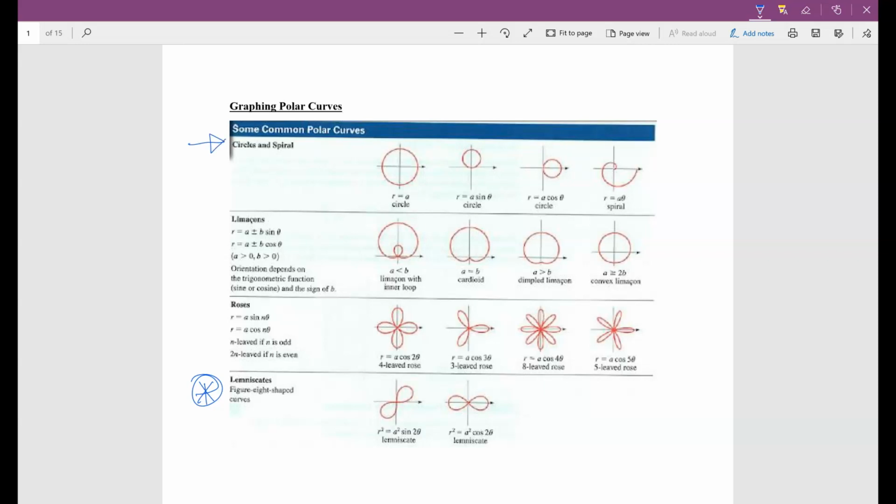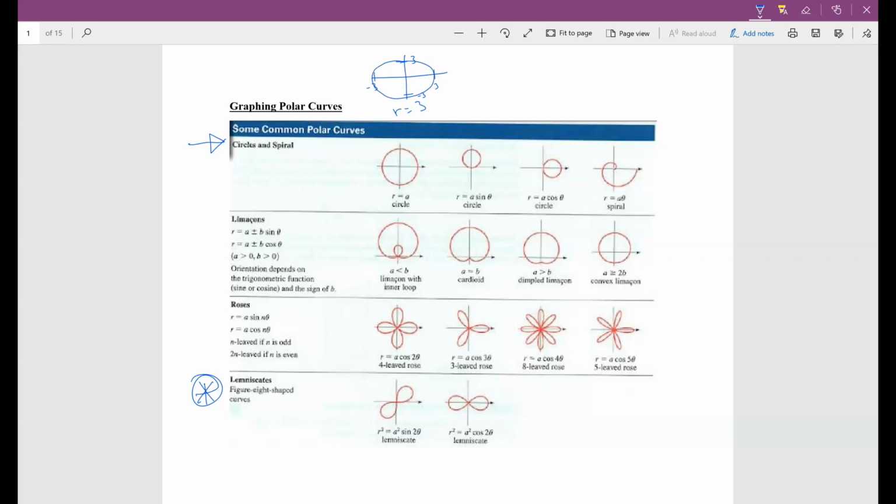So if you think about the circle, if you have an equation that looks like r equals a, for example r equals 3, like we saw in the previous video, then all that's going to give you is a circle of whatever that radius is. So in order to graph something like this, everything is going to be of radius 3. Okay, and then you're just going to draw the circle.